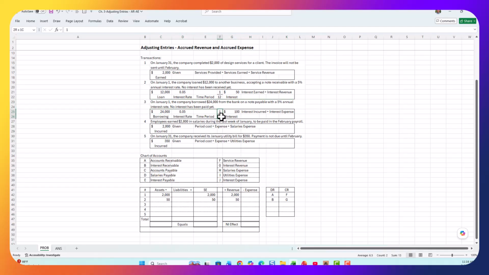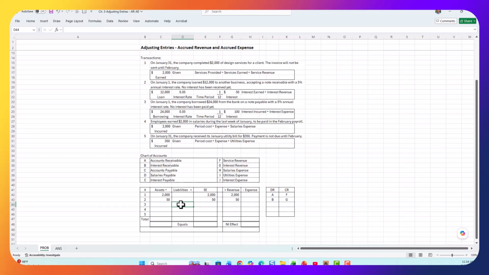$24,000 times 5% times 1/12 equals $100 owed for January. We use 1/12 because interest rates are always stated on an annual basis, and we're calculating interest for only 1 month, or 1/12 of that annual rate.